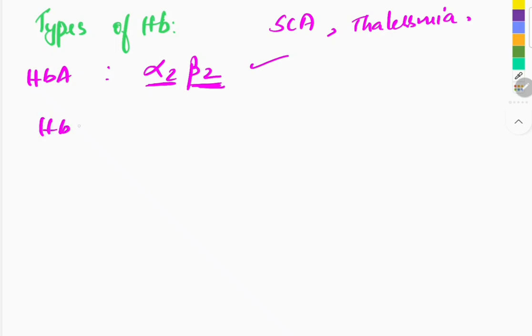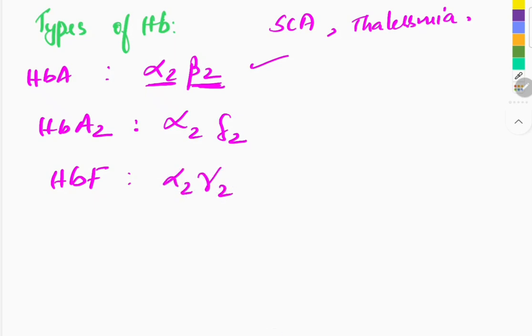Next, HbA2. What is it? That is another kind of hemoglobin that we have. And it is made up of alpha 2 and delta 2, okay? And next, what is another type of hemoglobin that we have, especially the children, okay? The infants will have alpha 2 and gamma 2 chains, okay?